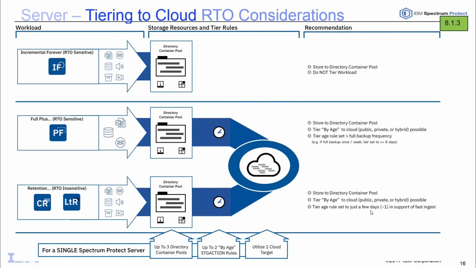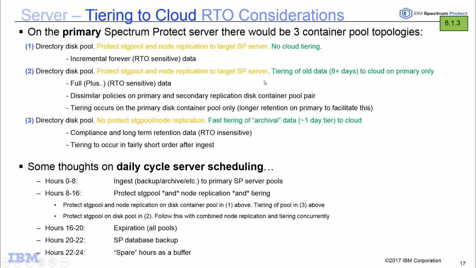Another thing to look at when you start talking about tiering data out to the cloud is how you are going to deal with replication as well. And so taking that previous example, with the incremental forevers, we may choose not to cloud tier them and then to use the Protect storage pool and node replication to make sure that they're protected. We have a disaster recovery copy over on a second Spectrum Protect server.